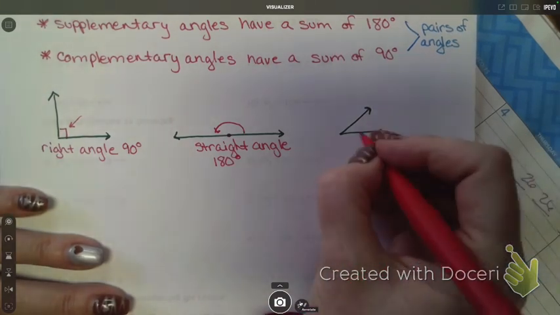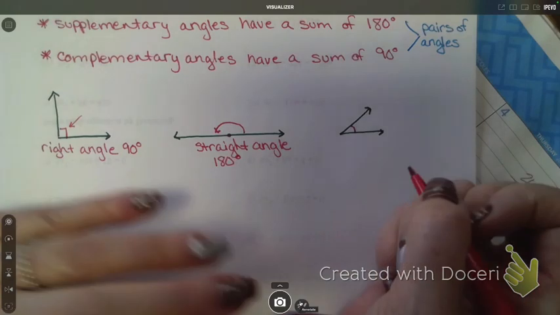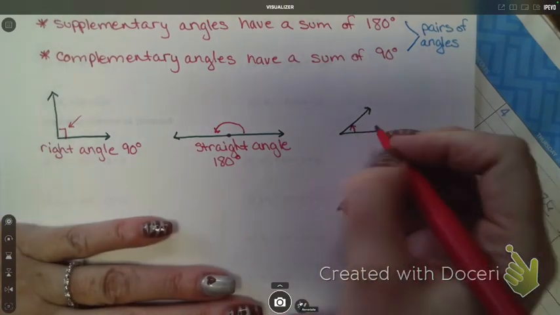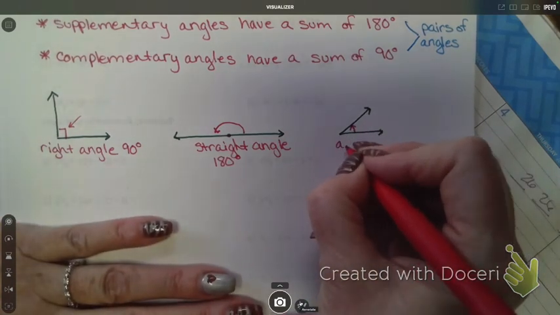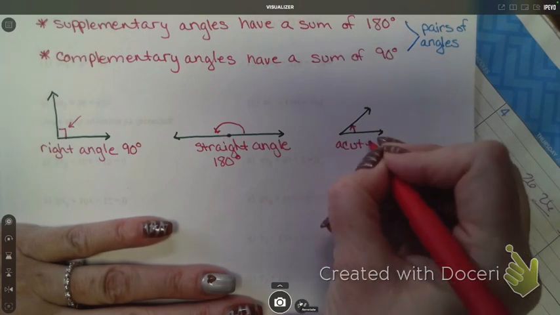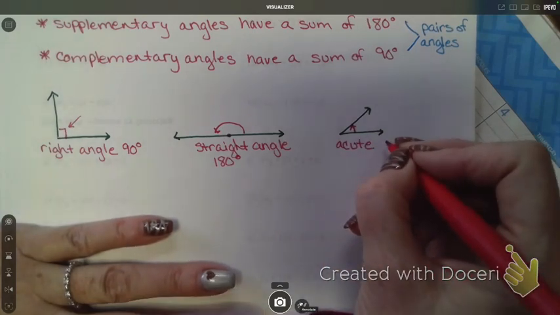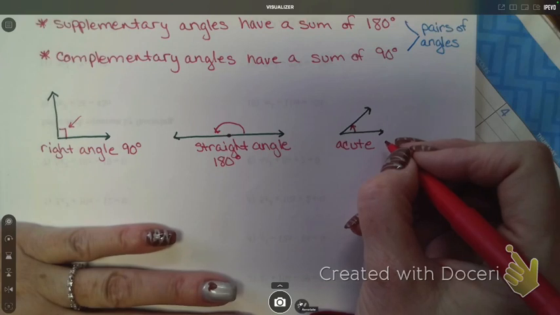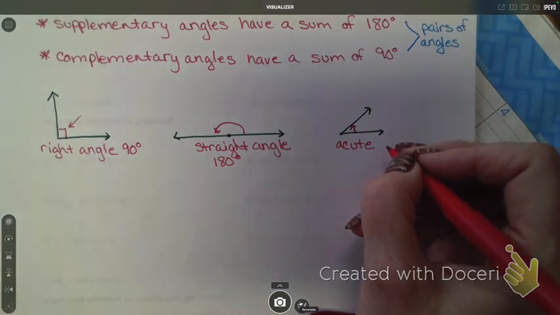How would you describe this angle with no measurement on it? Acute. Because it is what? But what's the definition? Less than 90.